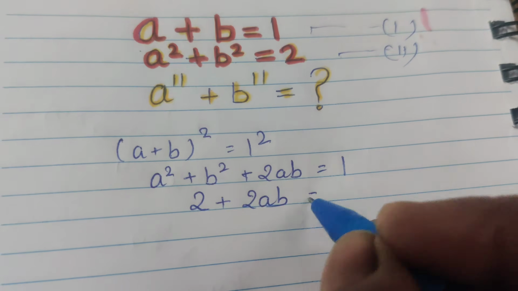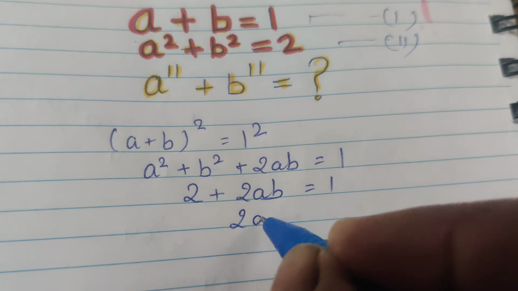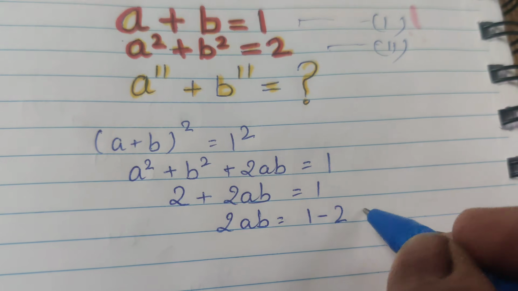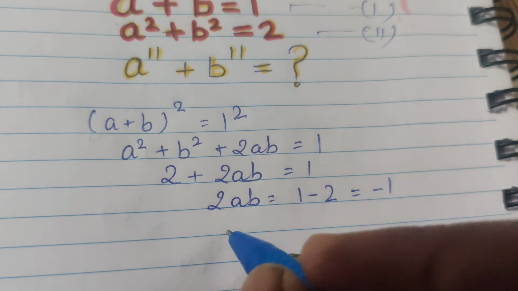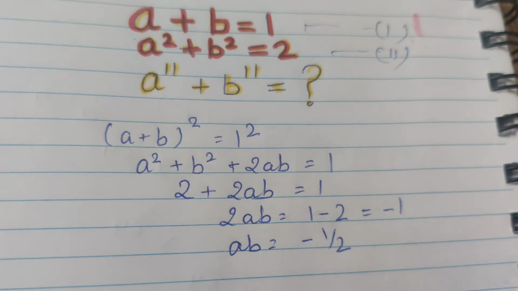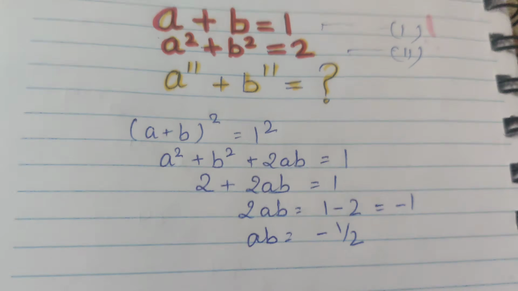2 + 2ab = 1. It means 2ab = 1 − 2, which is equal to −1. Therefore, ab = −1/2. Okay, this is the first part.